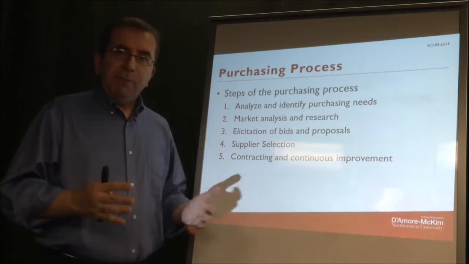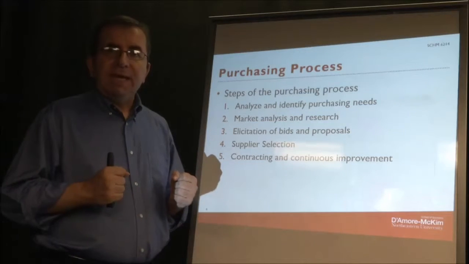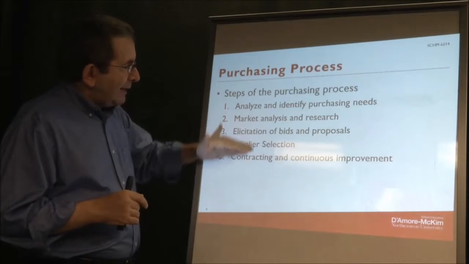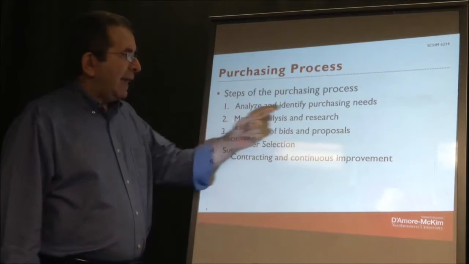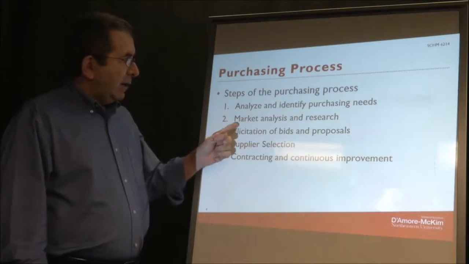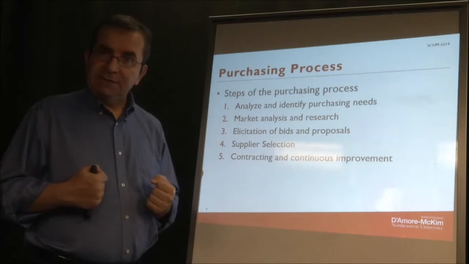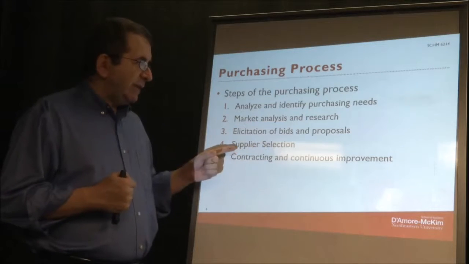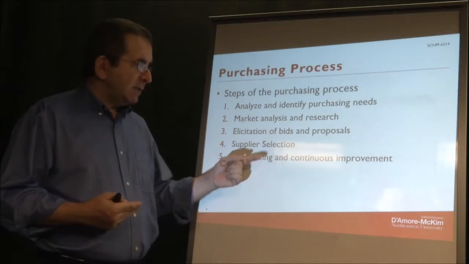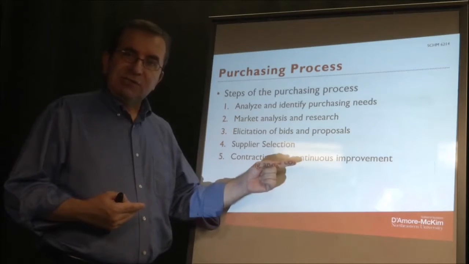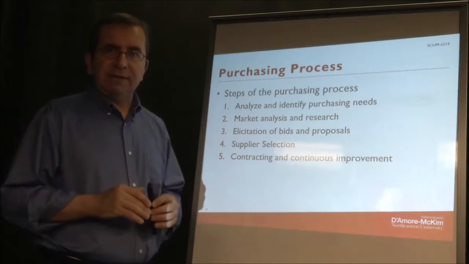So every company has a slightly different way of purchasing. However, in general, the purchasing process follows these 5 steps. So, what are these steps? Analyze and identify the purchasing needs. Analyze the market. Ask for bids and proposals from suppliers, and then make a selection from the supplier proposals, and then negotiate, sign a contract, implement, and then seek continuous improvement. We're going to talk about all of these in great detail in today's lecture.